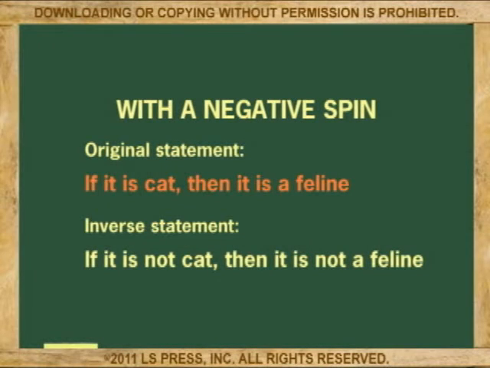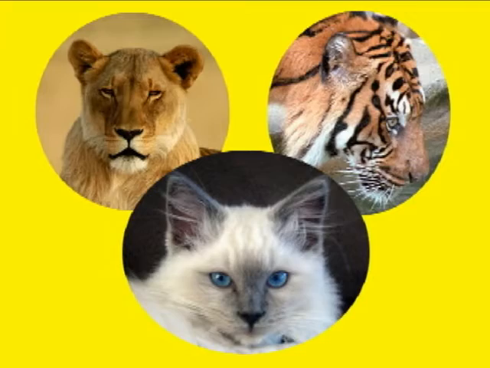Again, using the original cat statement, we would say, if it is a cat, then it is a feline. That is true. Now, in the inverse, we would say, if it is not a cat, then it is not a feline. Notice that the statement seems to be valid, but doesn't have to be, because again, it could be a lion or a tiger, which are felines.